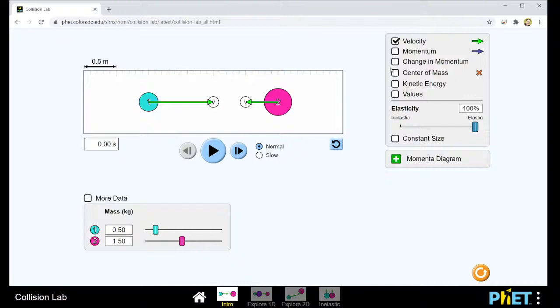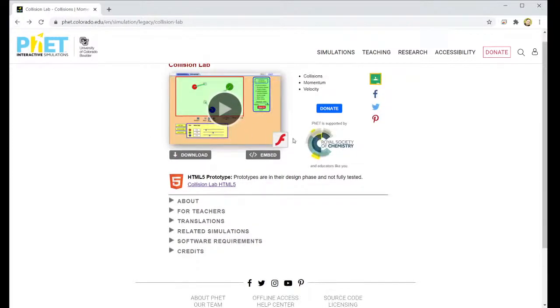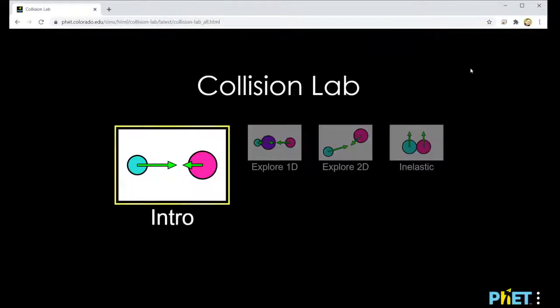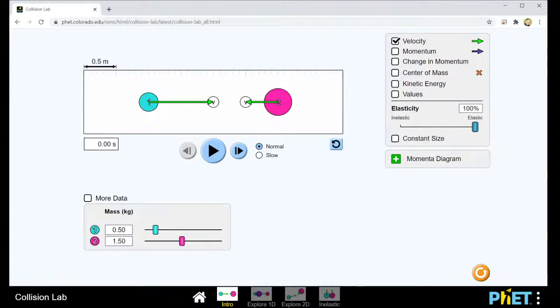This is a simulation that's on phet.colorado.edu, and it's something you can play with. There's a Flash version, but Flash is being phased out. Even Chrome says Flash will no longer be supported after this year. So everything is migrating to HTML5. Thankfully, there's a prototype of an HTML5 version of this simulation. So here's the situation.